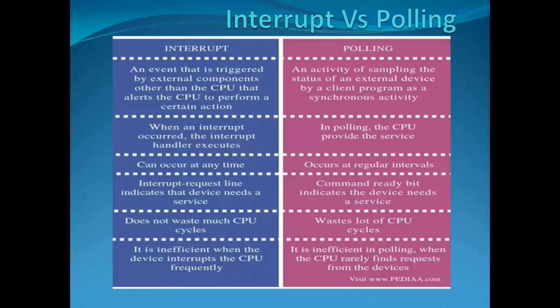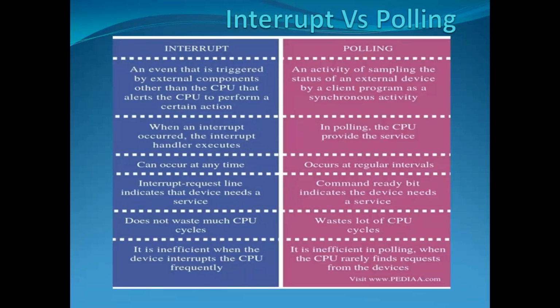The main difference between the interrupt and polling is that in the interrupt, the device notifies the microcontroller that it requires attention, while in polling, the microcontroller continuously checks the status of the device to find whether it requires attention. In brief, an interrupt is asynchronous, whereas polling is synchronous.